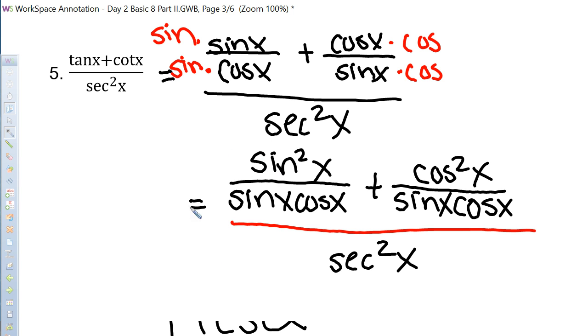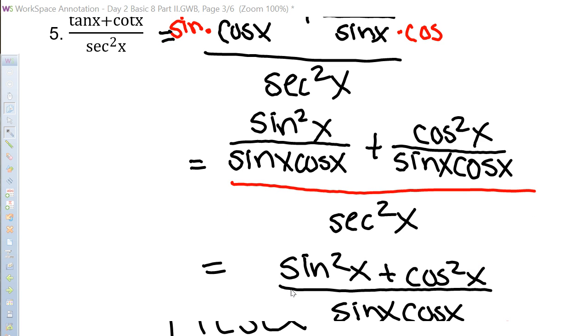Now I can go ahead and combine those two fractions in the numerator, and that would be sine squared of x plus cosine squared of x over sine of x, cosine of x. And in the denominator, it's still secant squared of x. What can I do next?